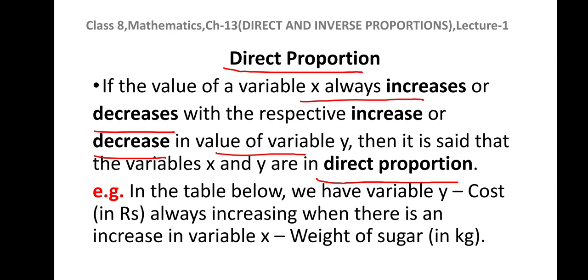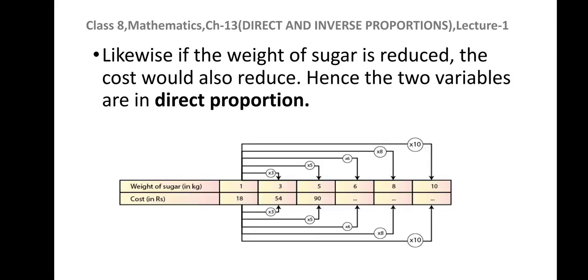For example, in the table below, I will be showing one table. We have variable y, that is cost in rupees, which is always increasing when there is increase in the variable x, that is weight of the sugar in kg. Likewise, if the weight of the sugar is reduced, the cost would also reduce. Hence, the two variables are in direct proportion.